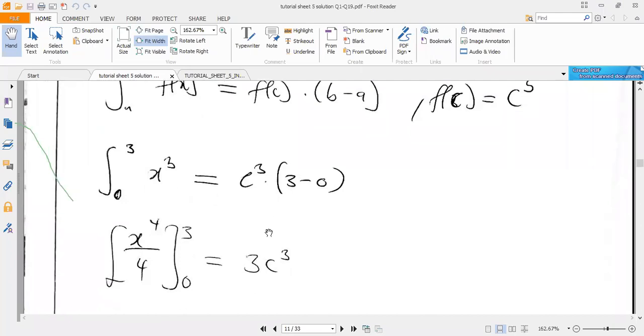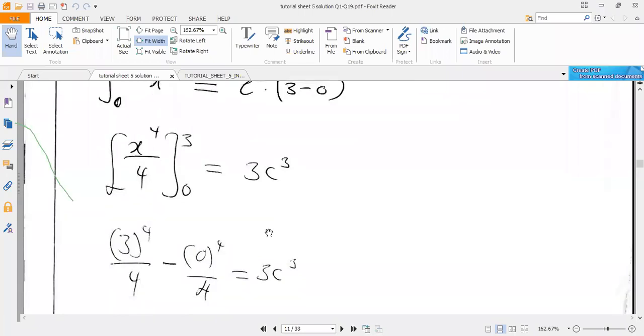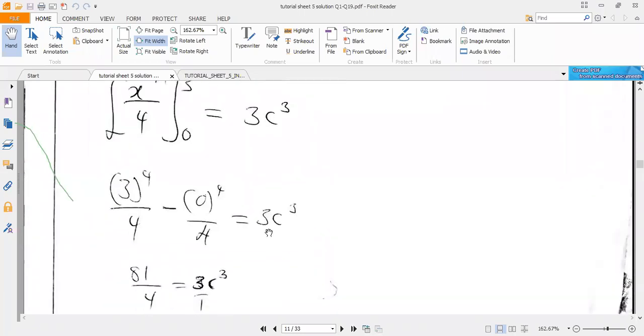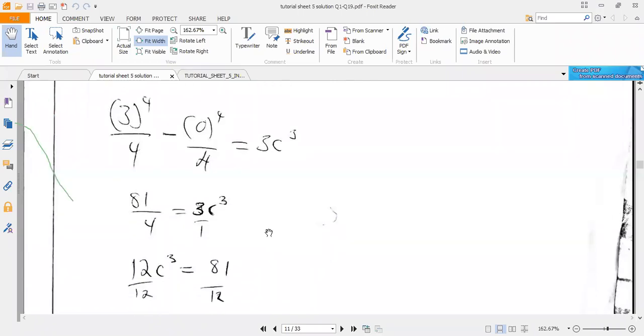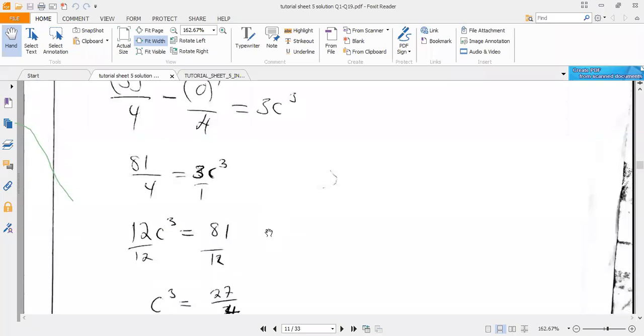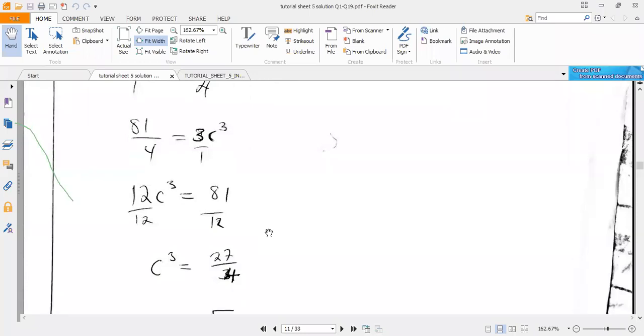Then the integral of x to the 3 is x to the 4 over 4. Evaluated from 0 to 3, this is equal to 3c to the 3, because 3 minus 0 is 3. When we plug in those limits, it will come to 81 over 4, which is equal to 3c to the 3. Cross multiply, you have 12c to the 3 over 12, which is equal to 81. Divide by 12, and c to the 3 is equal to 27 over 4.